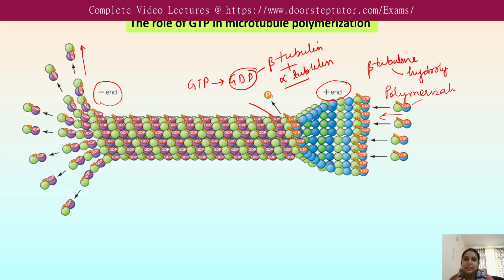So what happened? The minus end of the microtubule must be protected, and therefore they are anchored in the centrosome region, to prevent the rapid dissociation of the tubulin molecule.